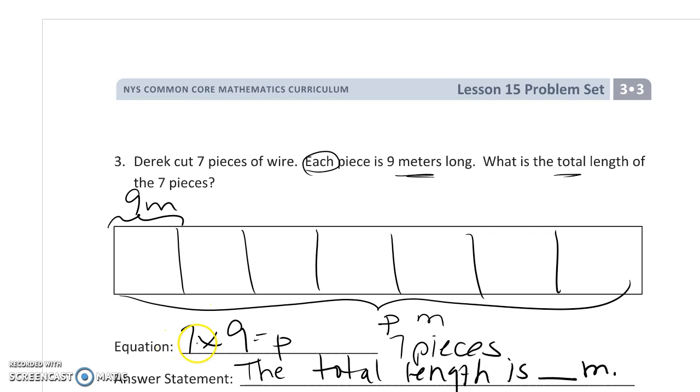So if you have 7 groups, remember our strategy, 7 minus 1 gives us 6. So P equals 60. 6 plus what is 9? 3. P equals 63. So the total length is 63 meters. The strategies come in handy. You have to practice them to get used to using them, but they're worth it.